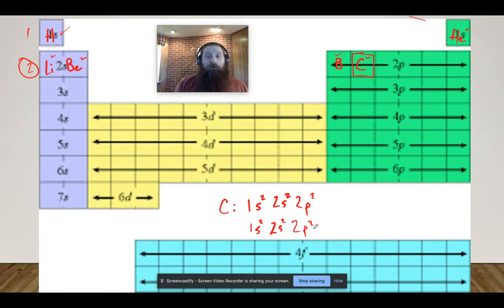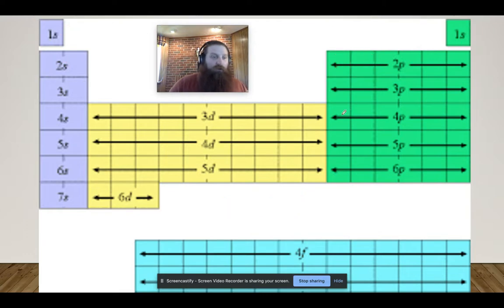Read it top to bottom, left to right. All right? You don't have to say 1s1, 1s2, 2s1, 2s2. All you have to do is put the full notation, and that tells us we've already passed that whole thing. All right? Let's look at another one.